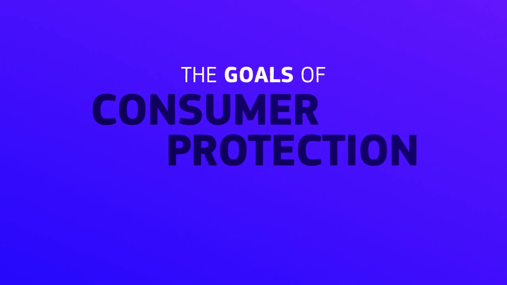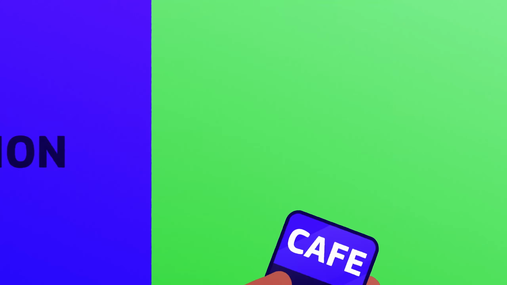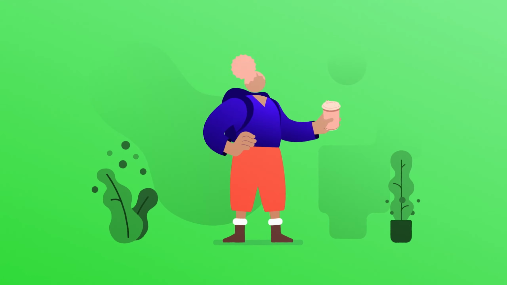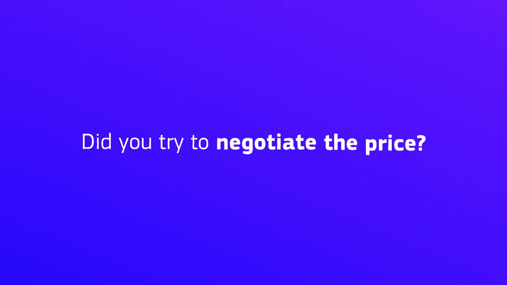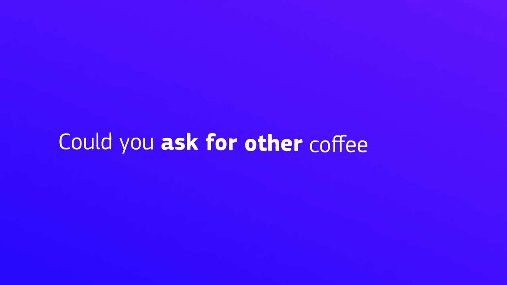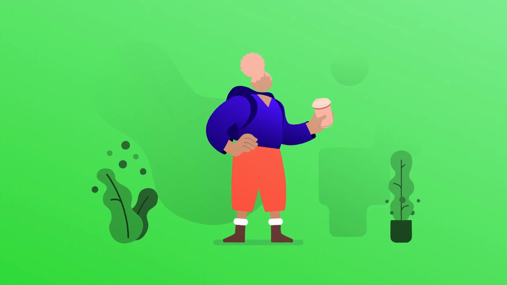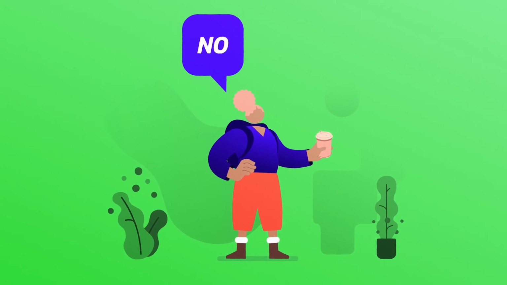The goals of consumer protection rules. Think about the last time you bought a coffee. You ordered, paid for your coffee, and picked it up. Did you try and negotiate the price? Could you ask for other coffee brands than those offered by the cafe? The answer to these questions is most likely no.